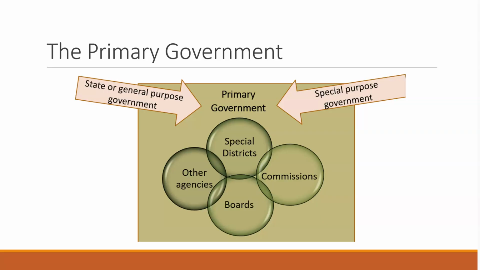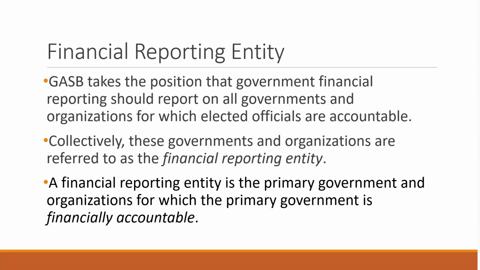So the financial reporting entity is those areas for which the primary government is financially accountable. Okay, and there's a financial accountability test that GASB requires for financial reporting purposes. Okay, so as I said, GASB says that governmental financial reporting should report on all governments and organizations for which elected officials are accountable. Collectively, all together are the financial reporting entity. So this is the primary government, and then all of the organizations within the primary government.